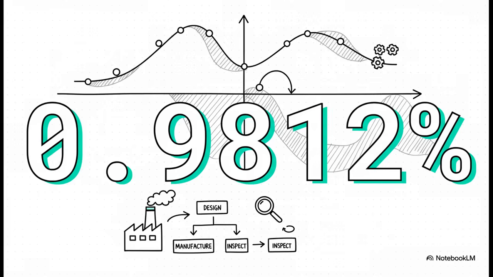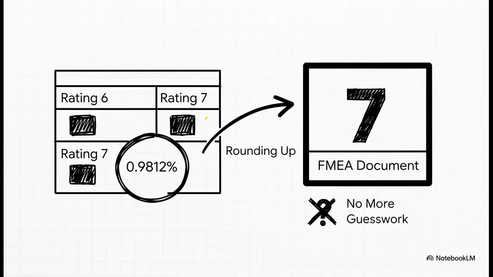So let's run a quick example. Let's say your live SPC chart, which is tracking your process variation, is predicting that 0.9812%, so just under 1%, of your parts are going to be out of spec. You just look at the table. That percentage is a little less than the 1% mark. And to be safe, you always round up to the next highest risk level. So boom, the data tells you to use an occurrence rating of 7 in your FMEA.